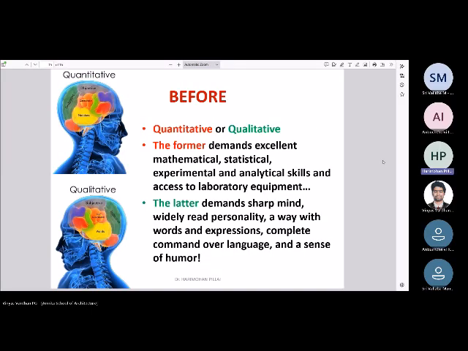So I think this may be the last slide here. So I told you about quantitative and qualitative. These are two images which represent the left side and right side of the brain, and your research work could be purely quantitative or purely qualitative. If it is purely quantitative, it demands very good mathematical and statistical skills and experimental and analytical skills. It is more related to laboratory experiments, to all kinds of science and technology based research work.